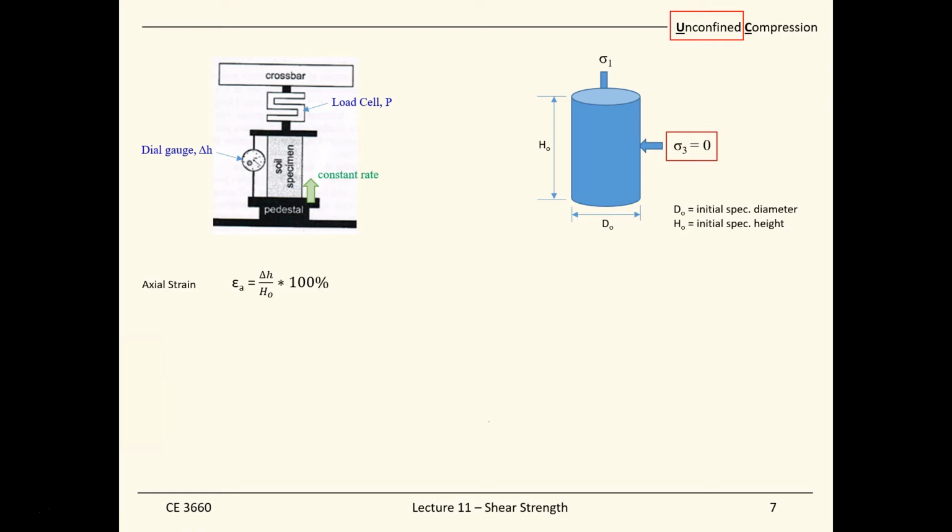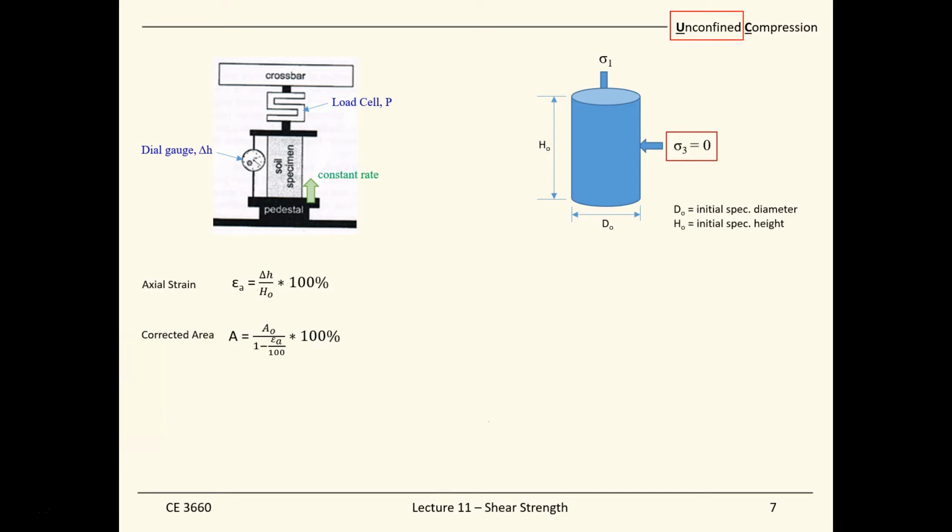A couple of parameters that we can calculate based on this test: we will calculate the axial strain so we can plot the stress strain curve. Before we plot the stress strain curve, we need to know the axial strain. The axial strain will be the deformation, which you can pick up from the dial gauge, normalized by the original height of the soil sample.